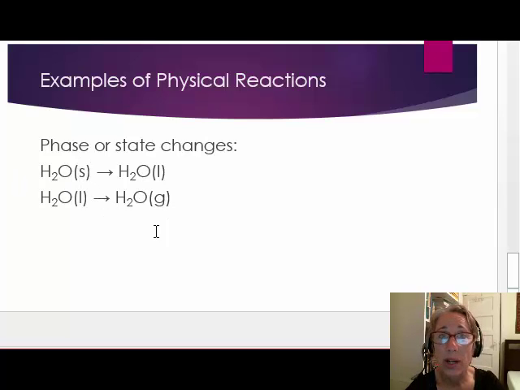So ice, water, and steam are all the same chemical, but their behavior is different because the molecular motion, attractive forces, and density are different.